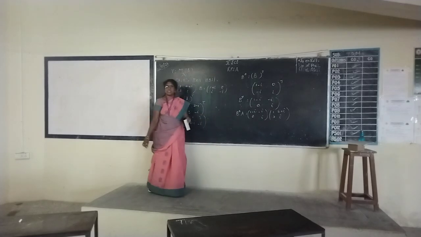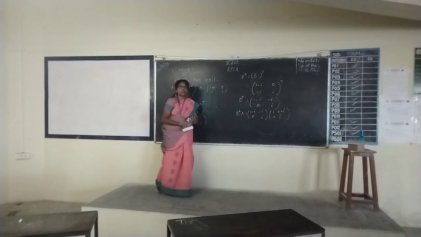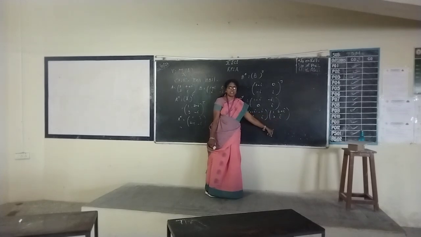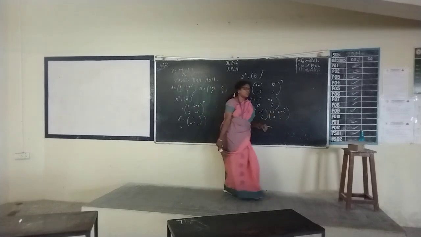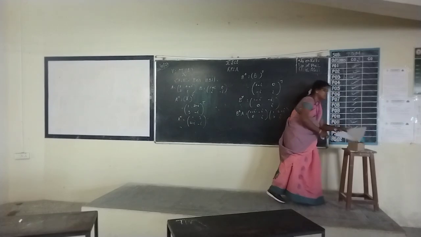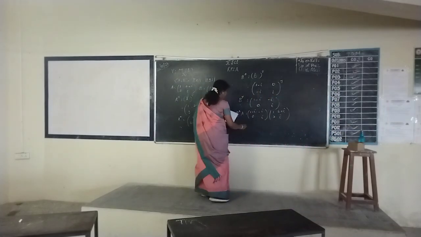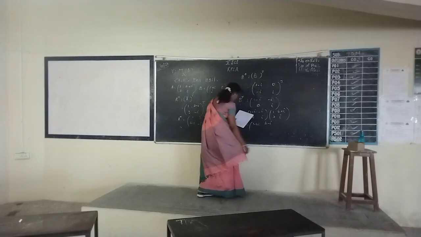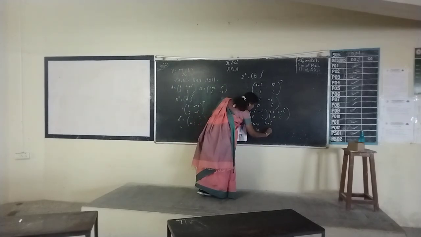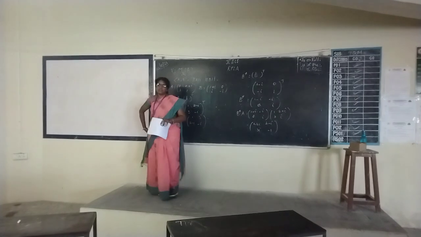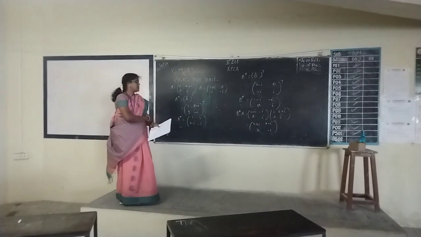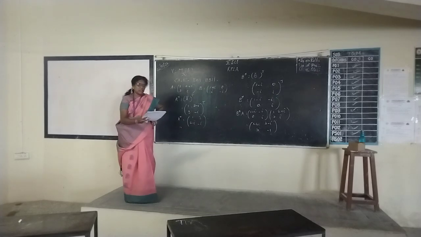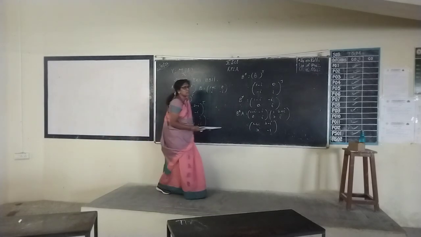I hope everyone knows matrix multiplication, right? How do you do the multiplication? First row into first column, that is the first element. First row into second column. You have to do the matrix multiplication. So your answer will be 1 minus 4i, 4 minus i, 3i minus 1. This will be your answer, after matrix multiplication.